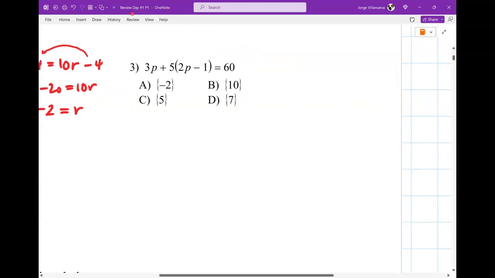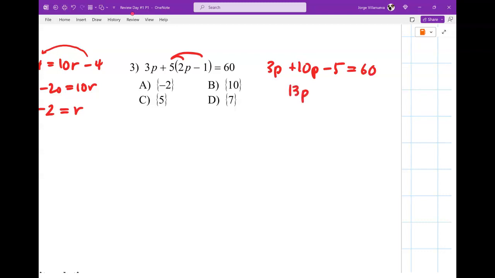Question 3. 3p plus 5 times 2p minus 1 is equal to 60. So distribute, right? We're going to distribute here. So I get 3p plus 10p minus 5 is equal to 60. 3p plus 10p is 13p minus 5 is equal to 60. If I add 5 to both sides, I'm going to move that 5 over. 13p equals 65. And if I divide both sides by 13, p is 5.